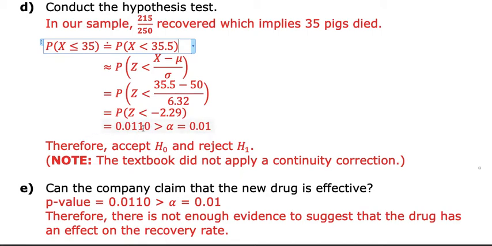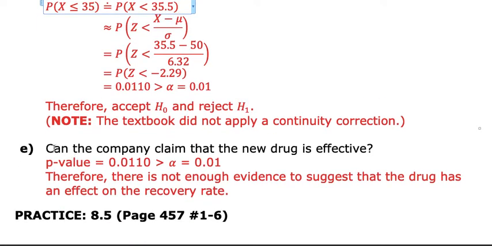Therefore, because we have a p-value with more area than what we consider to be in the rejection region, we're going to accept the null hypothesis and reject the alternative hypothesis. So, can the company claim that the new drug is effective? The p-value is greater than the alpha or significance level. Therefore, there's not enough evidence to suggest that the drug has an effect on the recovery rate. So that's a different conclusion than the textbook, but it's a more accurate result, including that continuity correction.